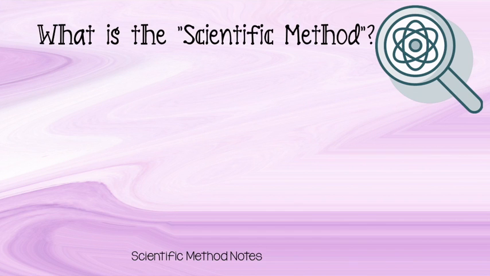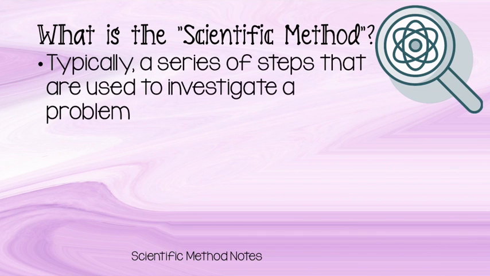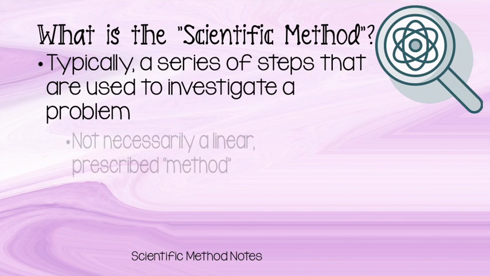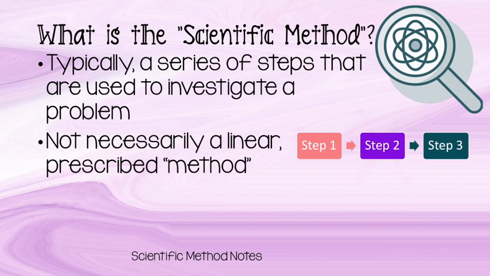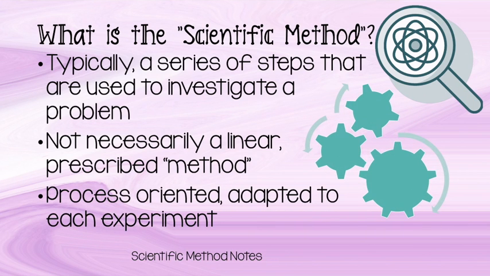First, what is the scientific method? We're going to use it as a series of steps to investigate a problem. We're going to talk about each of these steps individually, but I want you to make note that this is not a linear prescribed method. When I say steps, they don't necessarily go in order the same way every single time. Instead, it's more of a process, and we can adapt that process to the needs of our specific experiment.